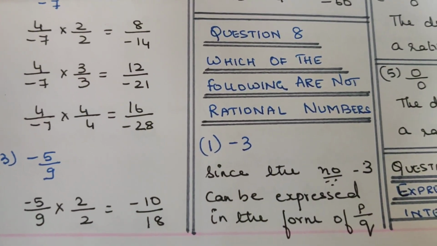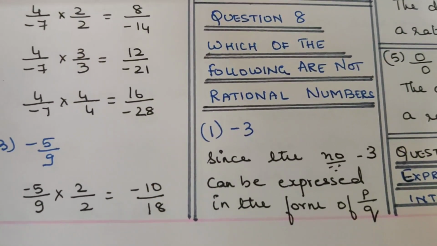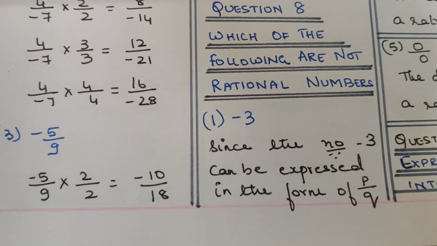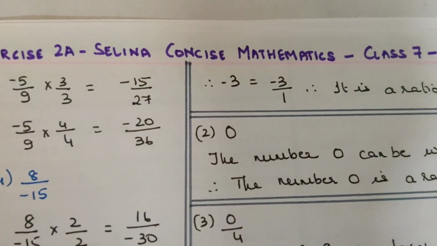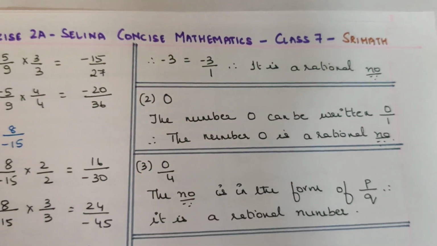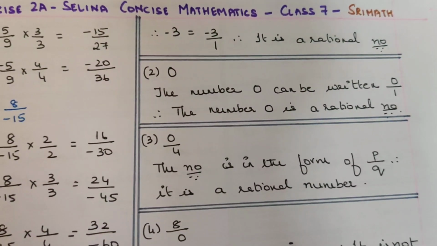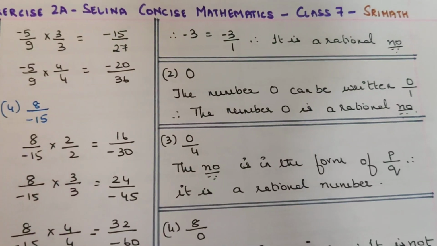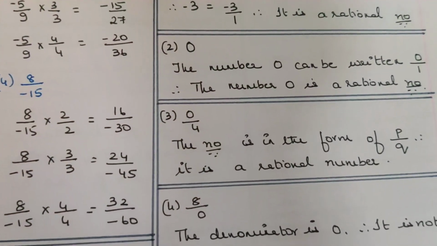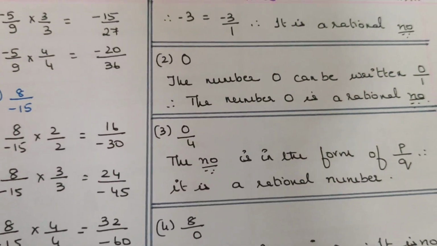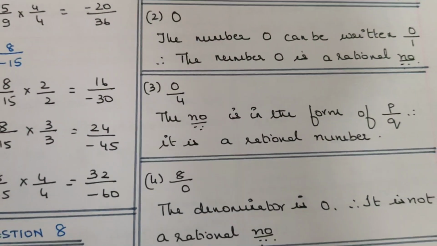Which of the following are rational numbers? Since the number minus 3 can be expressed in the form of p by q, minus 3 is equal to minus 3 by 1, therefore it's a rational number. The number 0 can also be written as 0 by 1, therefore the number 0 is also a rational number. The number 0 by 4 is of the form p by q, therefore it is a rational number.